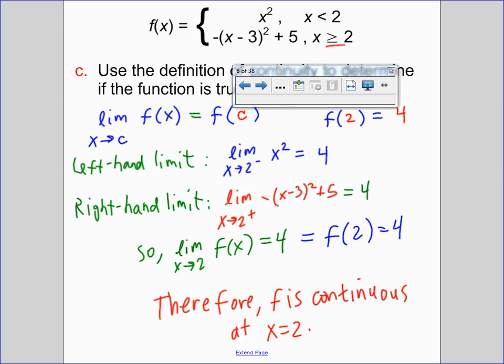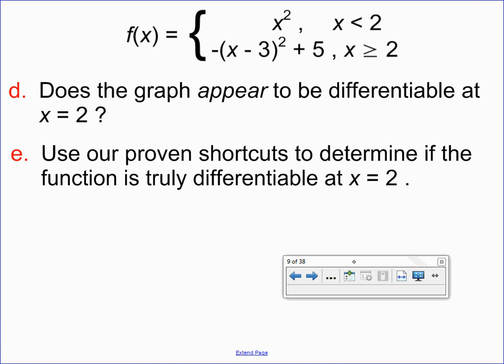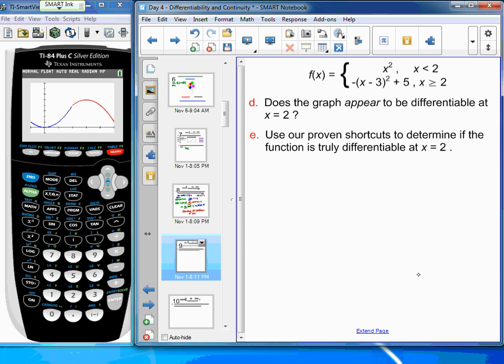But that's old news. We've already looked at continuity in great detail, right, in Unit 2. Now we're interested in differentiability. So does the graph appear to be differentiable at x equals 2? Well, let's take a look at our picture. Does it appear as though the graph is differentiable at x equals 2? Go ahead and turn to a person near you and say whether it appears to be differentiable. Does it appear to be differentiable?